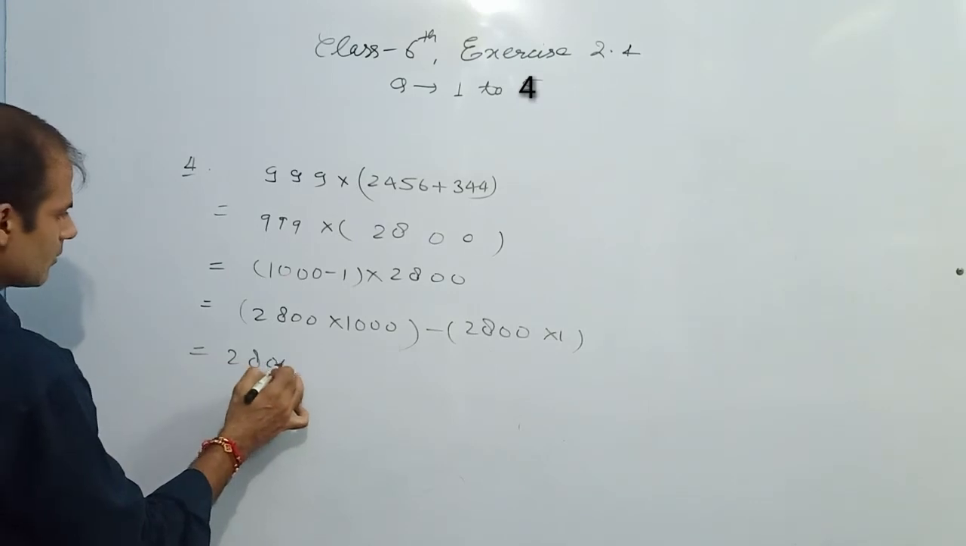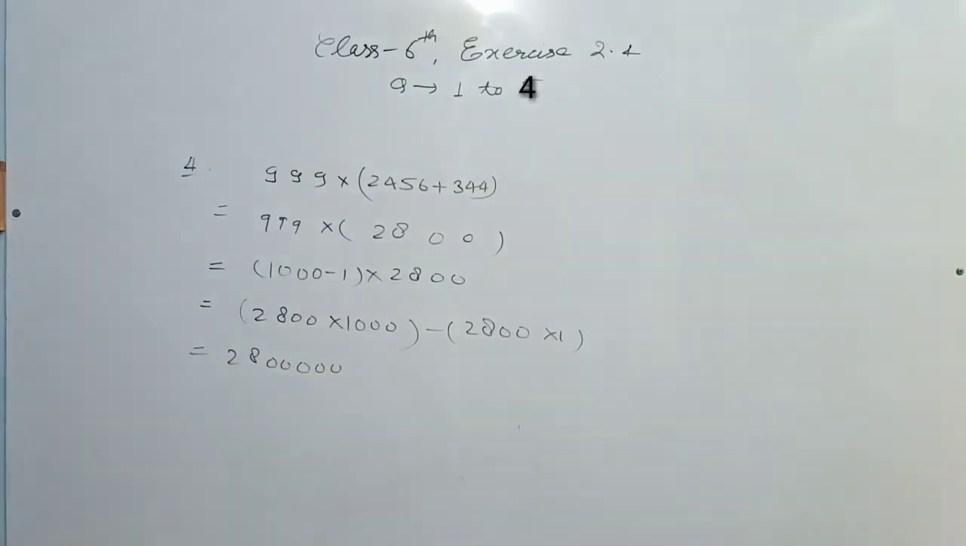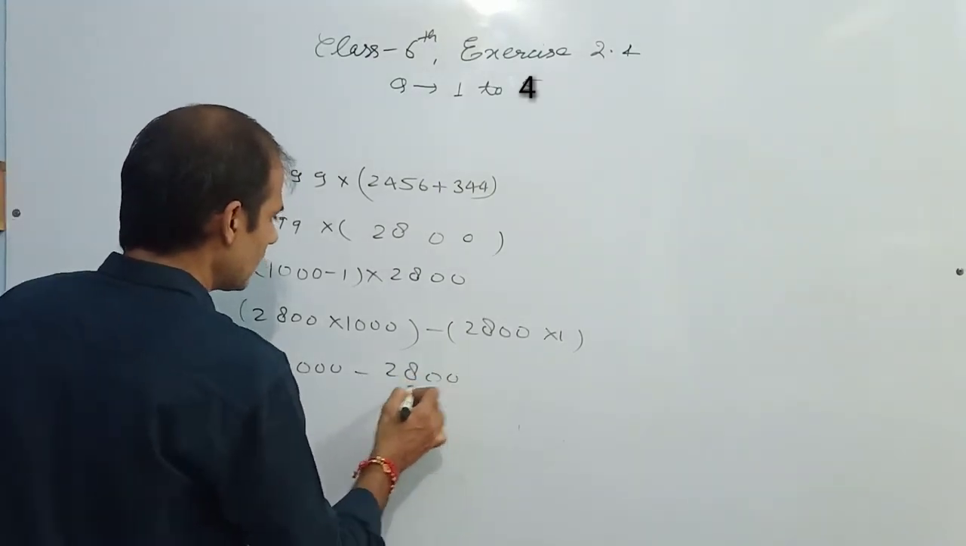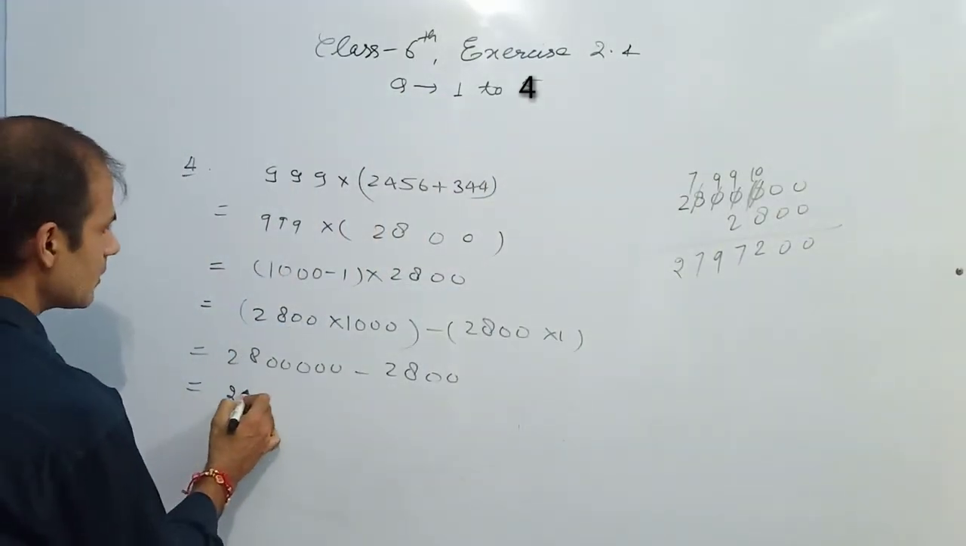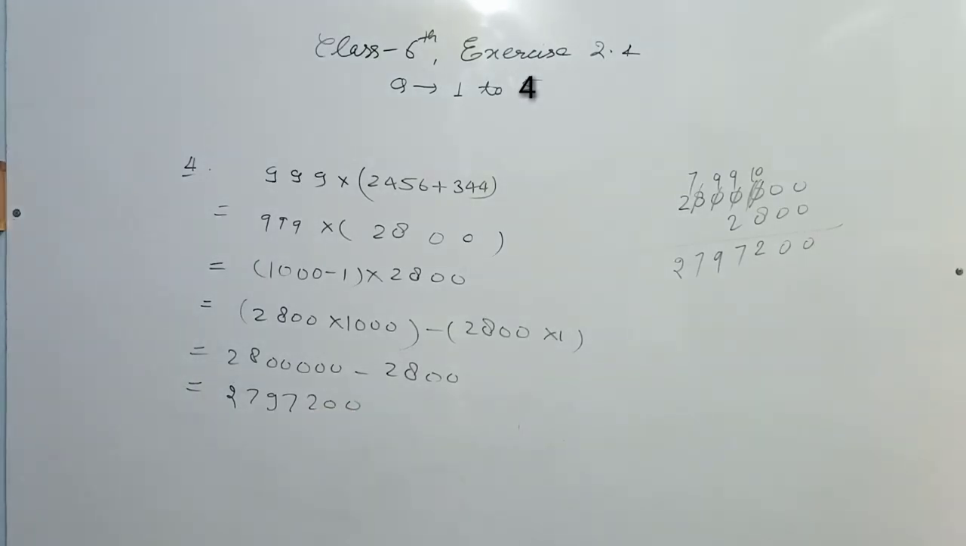28 lakh minus 2800. So the final answer is 27,97,200. This is the answer of fourth question, exercise 2.4. Fourth question, 2797200. Okay students, note it down.